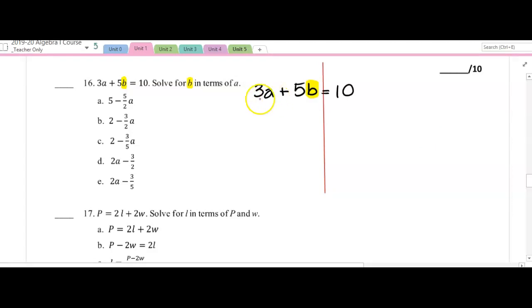First thing I need to do is move 3a to the right side by subtracting. On the left, they cancel, and I'm left with 5b equals 10 minus 3a. I want to get b by itself. How do I get rid of times 5? Well, I divide by 5.